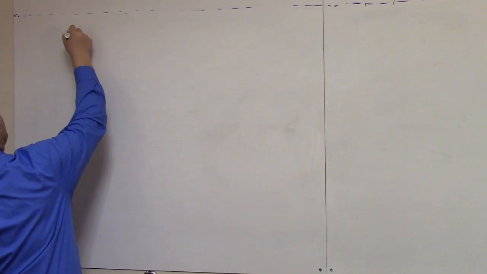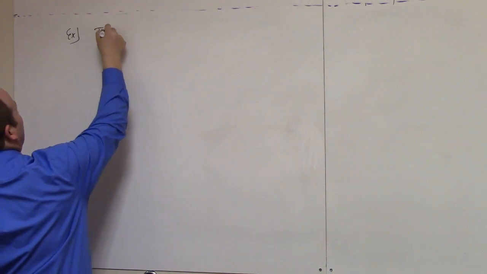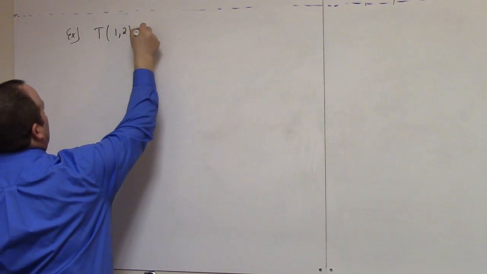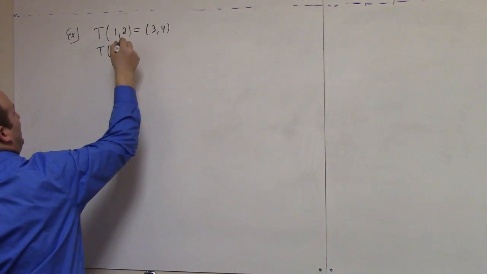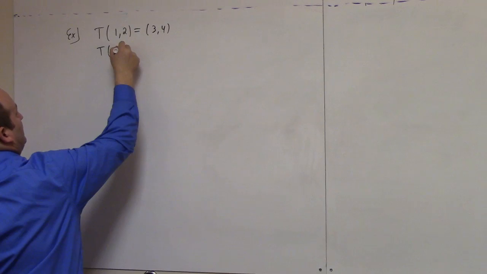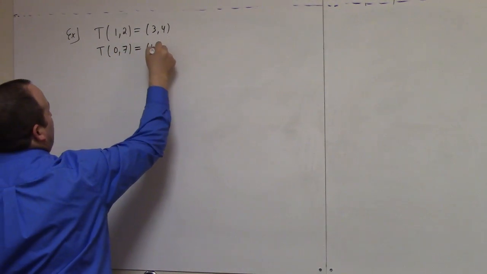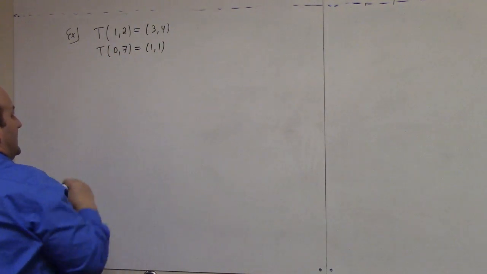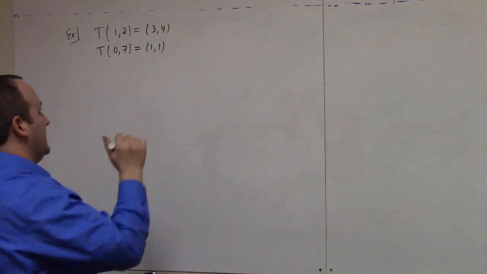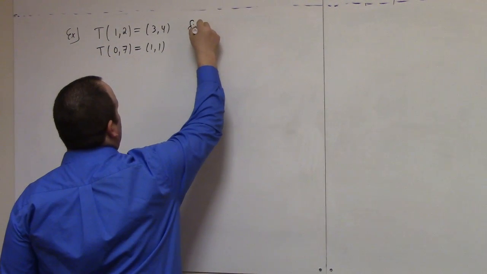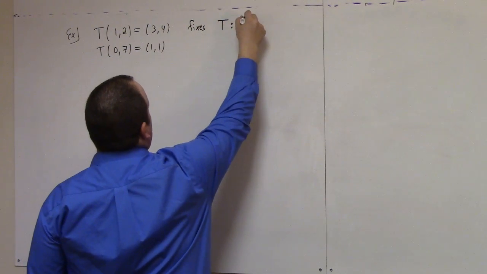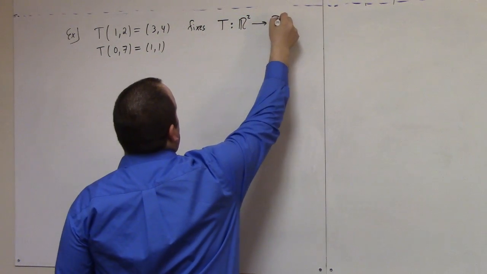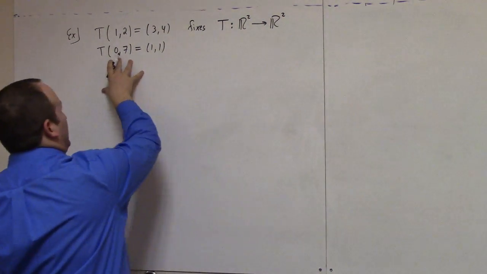Okay, so here's a typical example based on that theorem. If I tell you something like T of (1, 2) is equal to (3, 4), and if I tell you T of (0, 7) is equal to (1, 1), that's enough data. This fixes a unique linear transformation T from R2 to R2. This is how that theorem I just proved plays out in action.